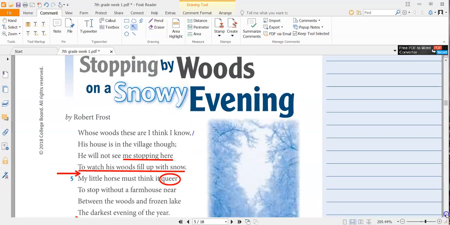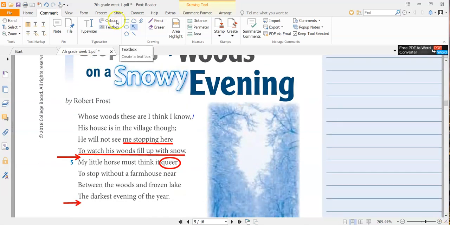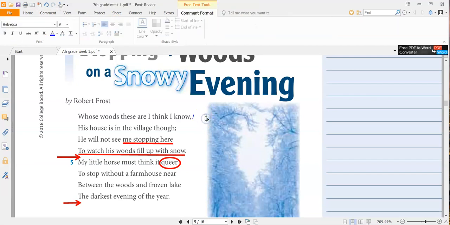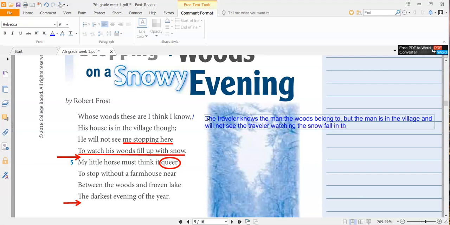So for this first one, "Whose woods these are, I think I know. His house is in the village, though. He will not see me stopping here to watch his woods fill up with snow." So that means the traveler knows the man the woods belong to, but the man is in the village and will not see the traveler watching the snowfall in the woods.